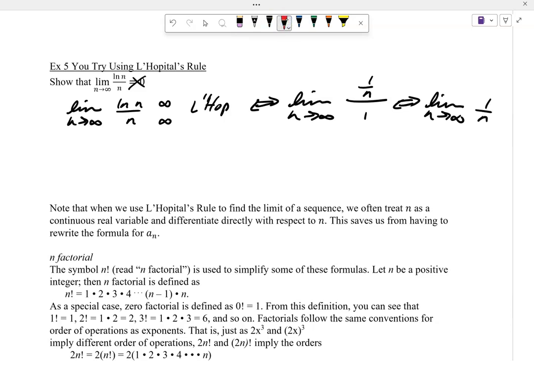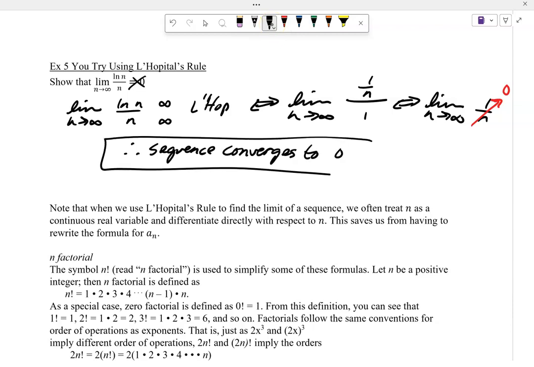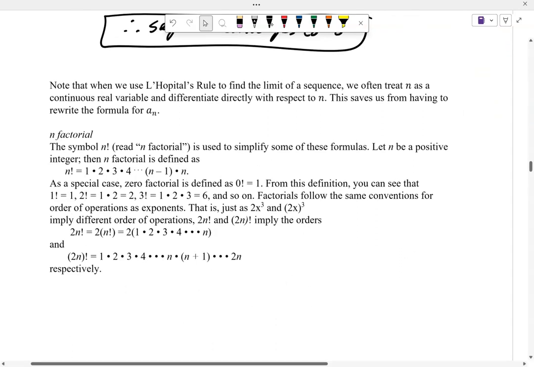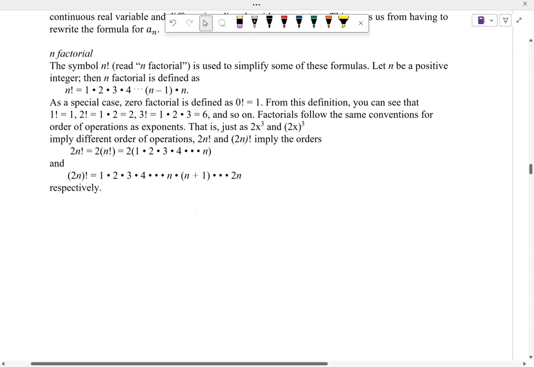So as n goes to infinity, I got 1 over this huge number, so that goes to 0, right? So yeah, this sequence does converge, and it also converges to 0 again. Okay. So we're treating n as a continuous real variable and differentiating with respect to n instead of rewriting everything in terms of x, right? And then we're using that theorem.